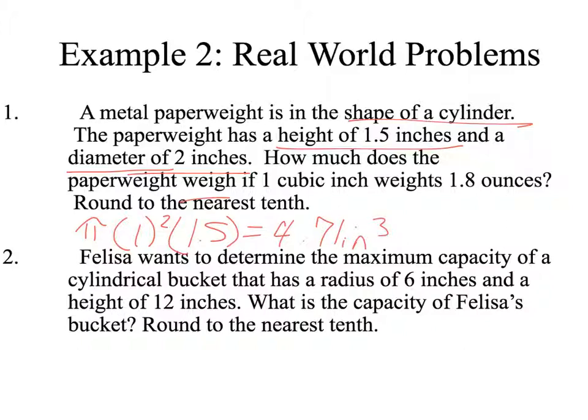Now it tells us if each one of these cubic inches weighs 1.8 ounces, what would the total weight be? Well, basically you're just going to take your volume now and multiply it by 1.8. I'm getting 8.48 ounces for my total weight. So I had to find my volume in order to know what to multiply by. And the reason I knew I had to find my volume is it was talking about my weight with cubic inches. And the only way you're going to get cubic inches is if you're looking at volume.